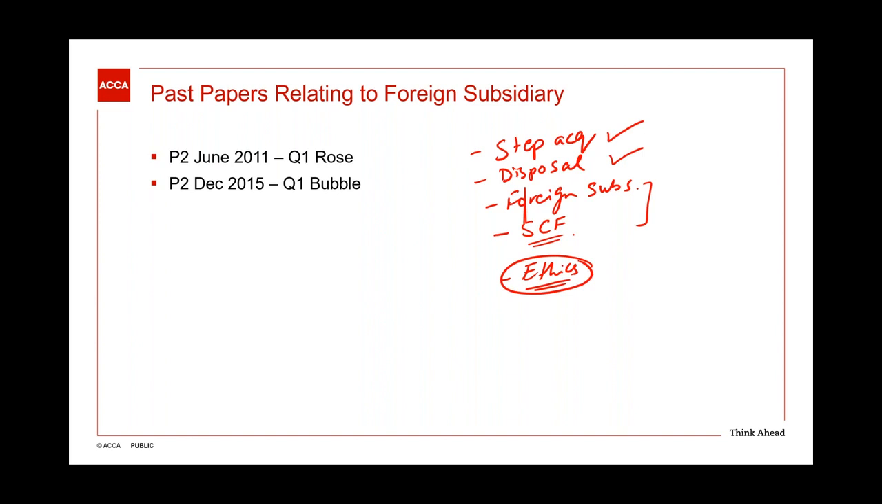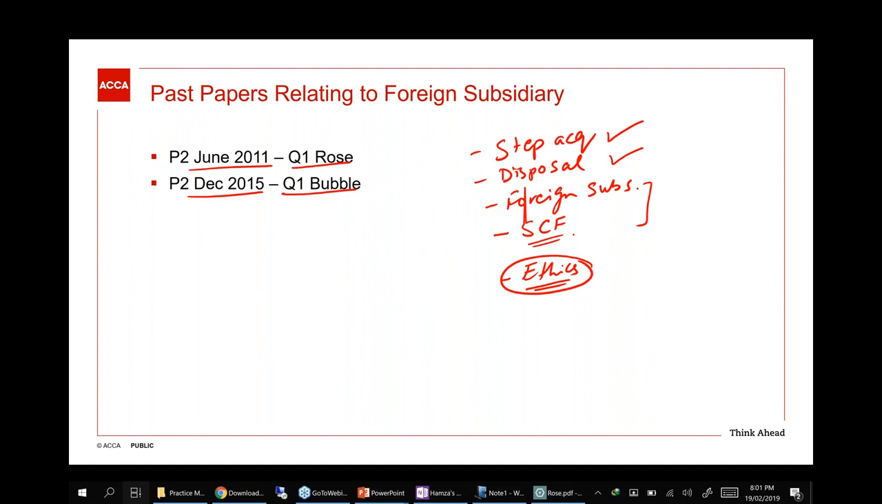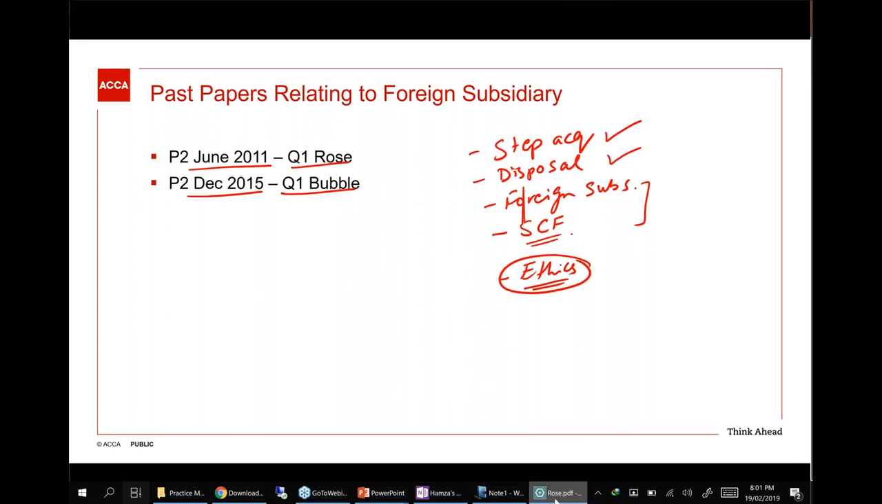We are going to solve two questions, one by the name of Rose and one by the name of Bubble. One is the June 2011 attempt and one is the December 2015 attempt. So let's start. You would have received the files of these questions. So I'm moving towards my files. This is the question of Rose. This is the June 2011 question, and we're going to solve this.